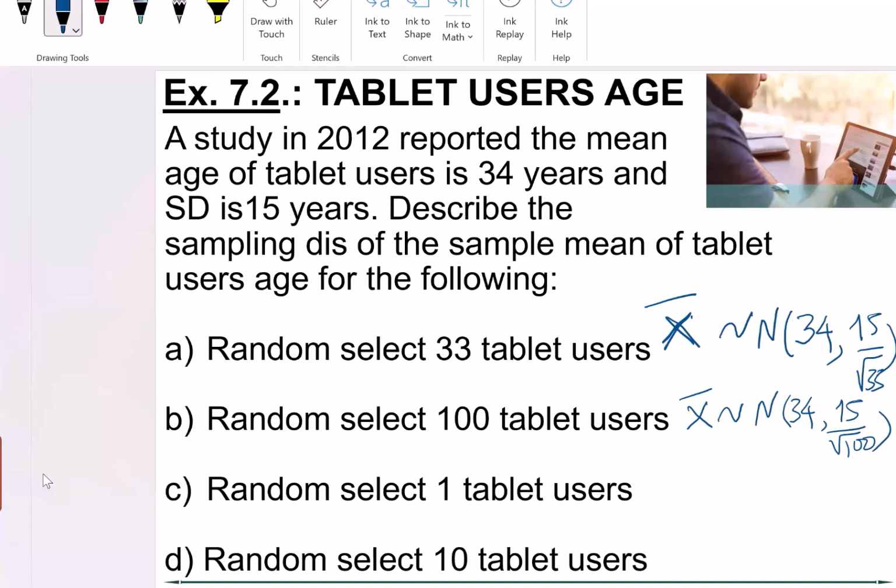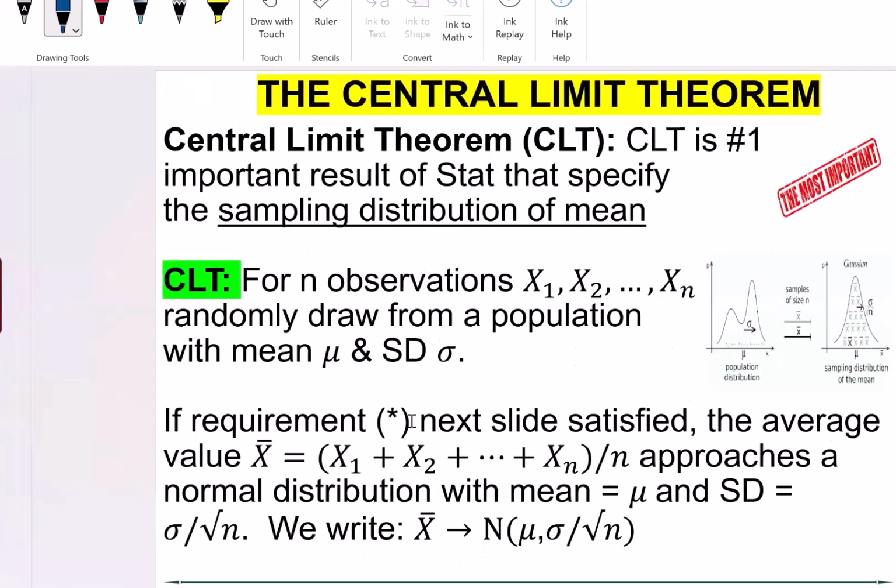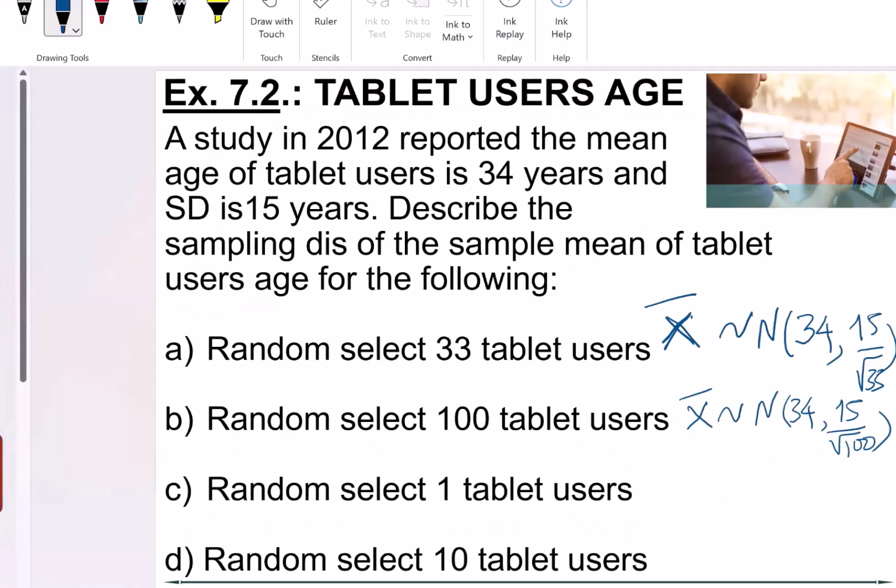You can also calculate the decimal places by using the TI. What is 15 divided by square root 100? It is about 1.5. And here in part C, you randomly select one tablet user, so in this case, your sample size is only one. Because the sample size is one, basically it's just the mean now. It's just x1 divided by 1, which is exactly x1. So it's just the original distribution of the tablet user.